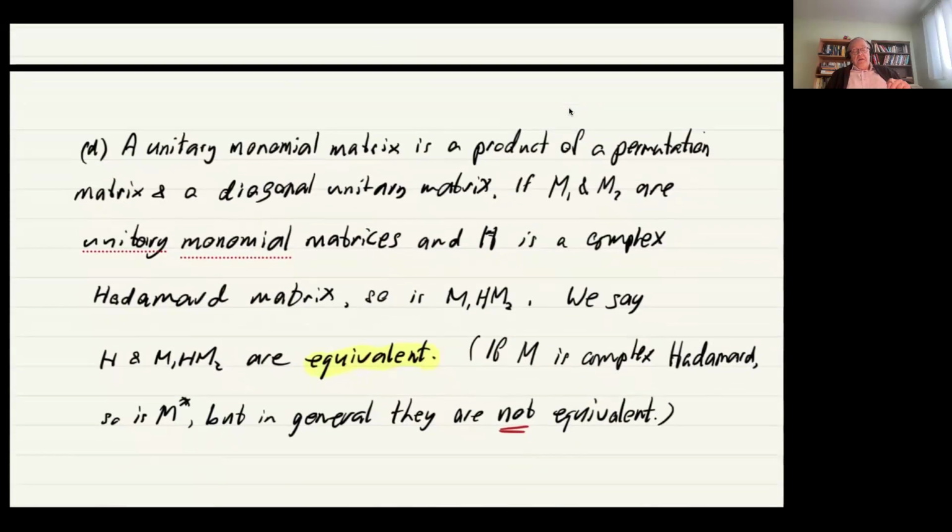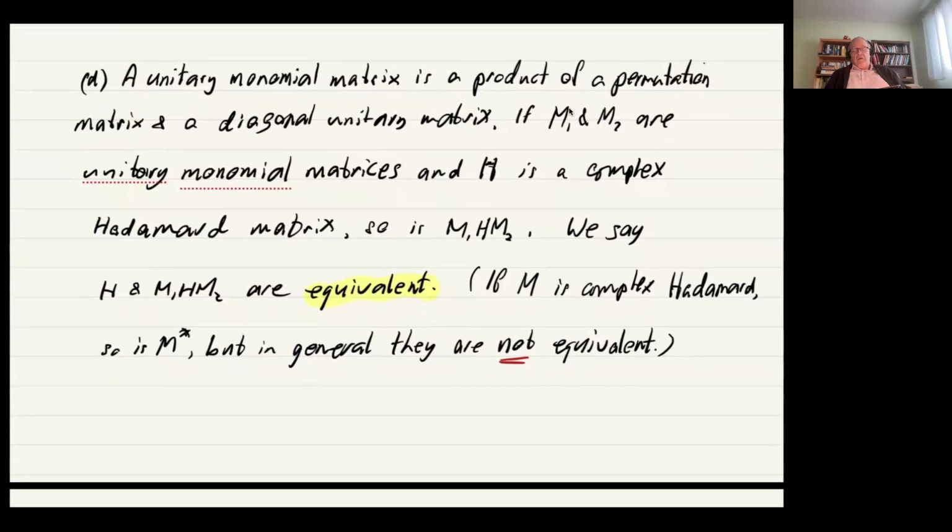Now, I want to define equivalence of Hadamard matrices. It's fairly clear that if I have a complex Hadamard matrix and I multiply a row by a complex number of norm 1, it's still going to be a Hadamard matrix. So that's a scaling operation. You can permute rows, you can permute columns, and so if you have a Hadamard matrix H and you permute rows and columns and scale rows and columns, you get a second Hadamard matrix. Those two matrices are said to be equivalent.